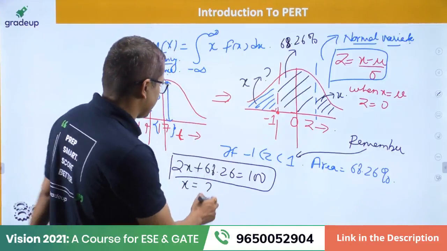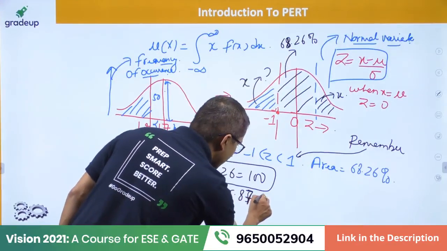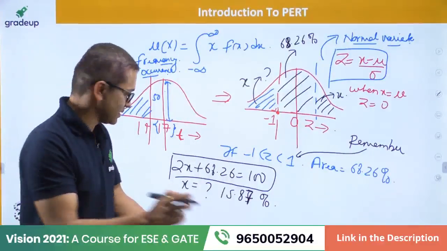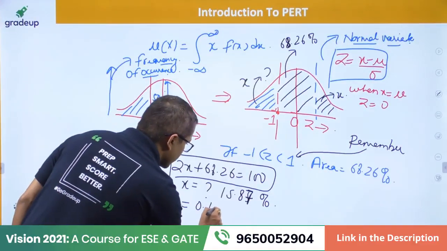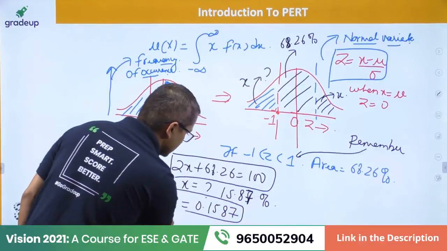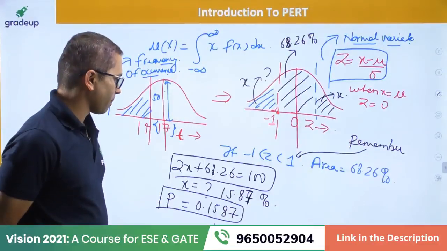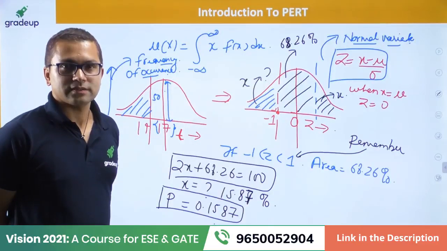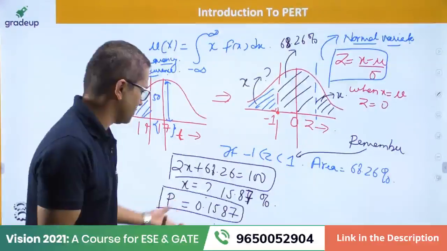Is it 15.87? Okay, so then we say that this is 15.87. And mind you that this is in percentage, all right? Everything is in percentage. So probability equals 0.1587. So that's your answer, all right? Probability cannot be greater than 1, right? So we just converted this percentage into probability, that's all.